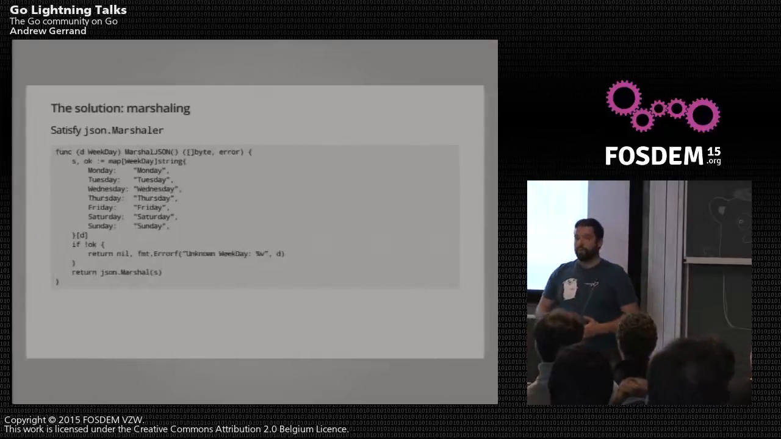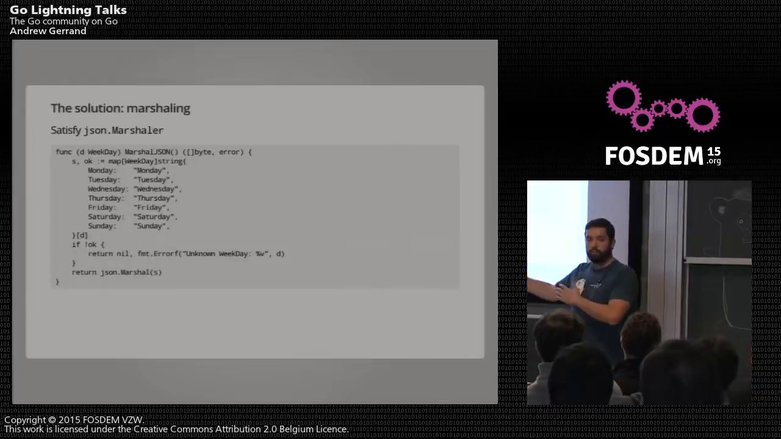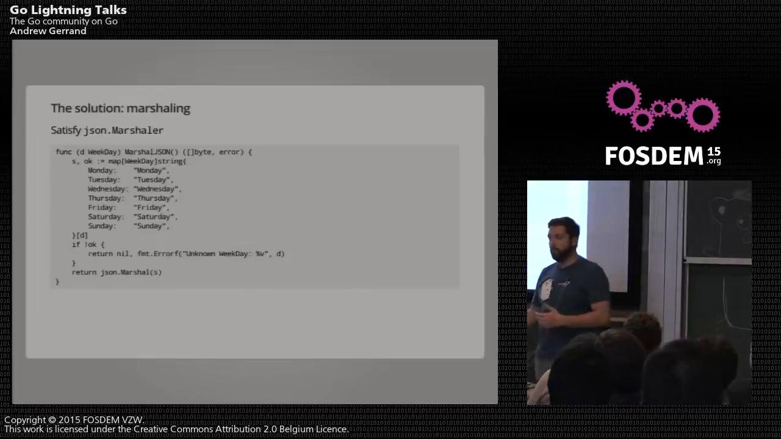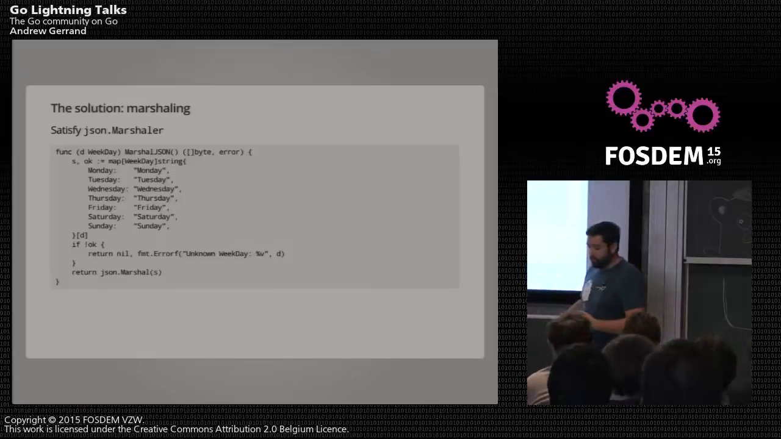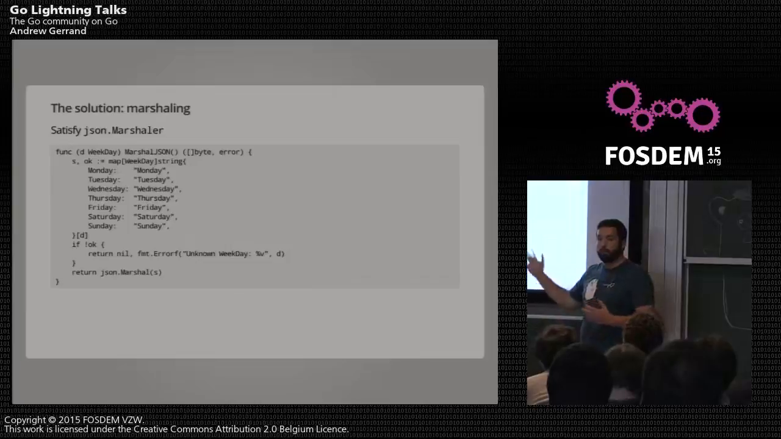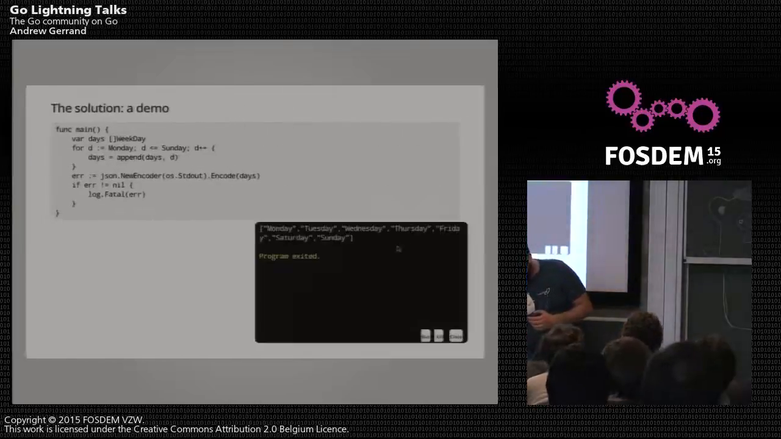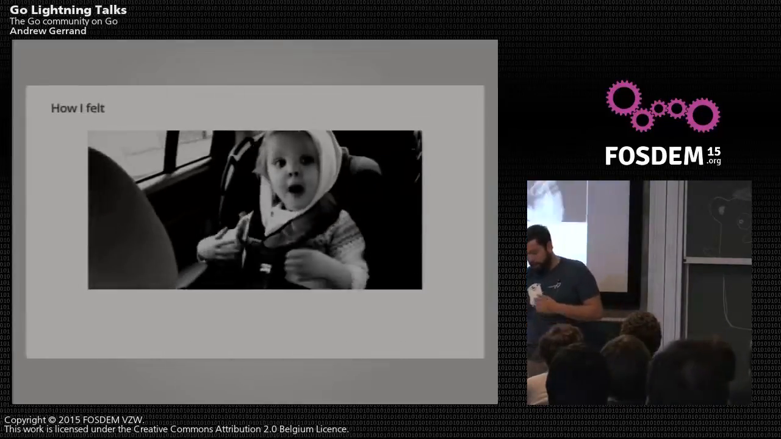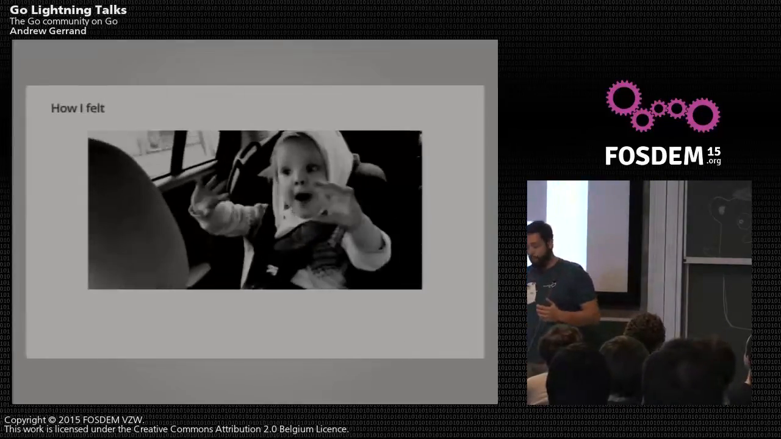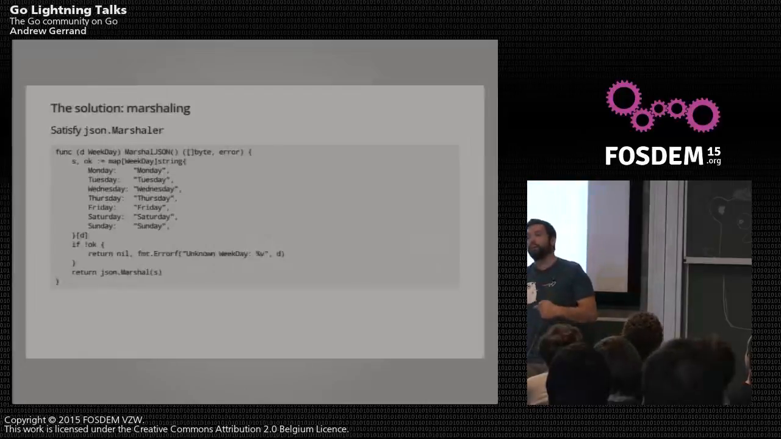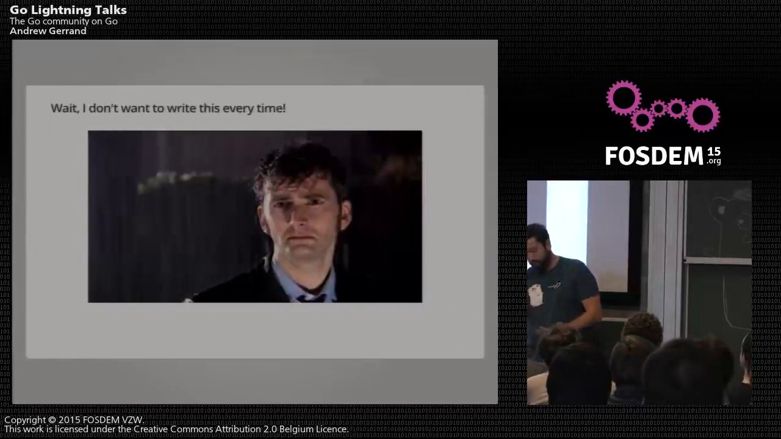But then I read the specs, and I have a longer talk about this. But basically, you have to use JSON Marshaler. It's a really cool interface that allows you to specify the way a given type is marshaled into JSON. So I just added this, which basically checks in the map which value of the day I have and what's the corresponding string. And I run it, and now it works. And now I'm happy, and then I realize that I have to write that code by myself for every single type, and I'm not happy anymore.